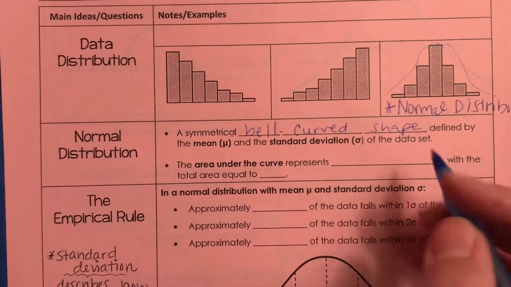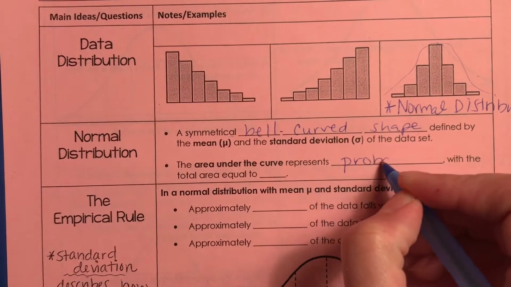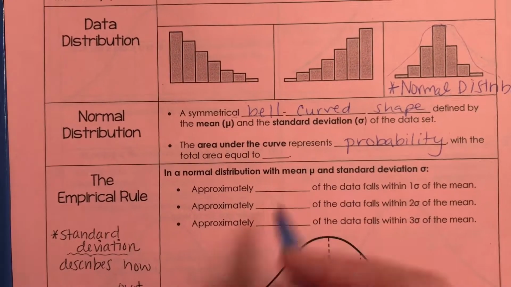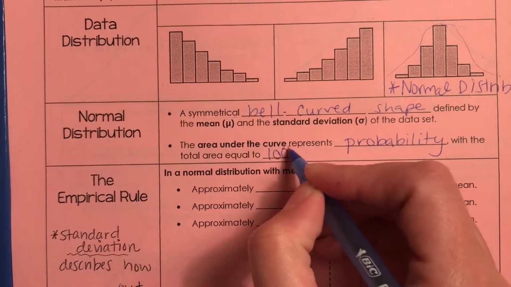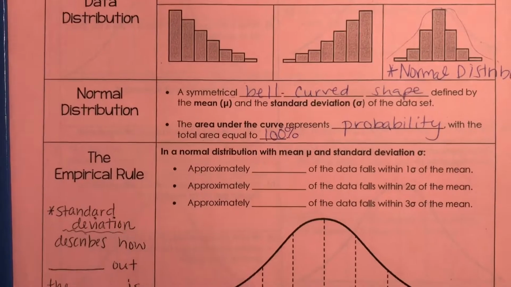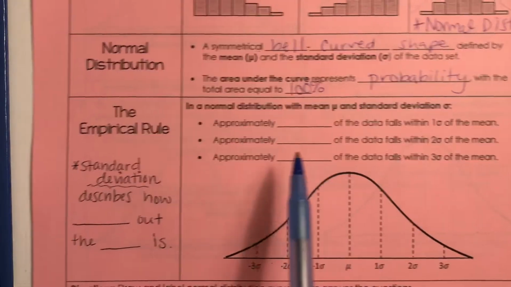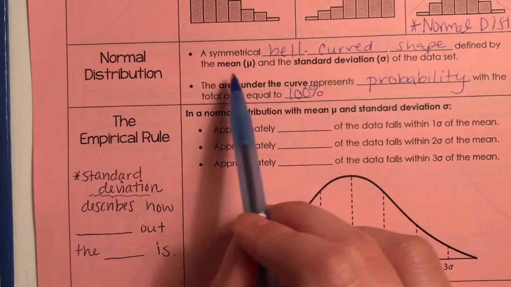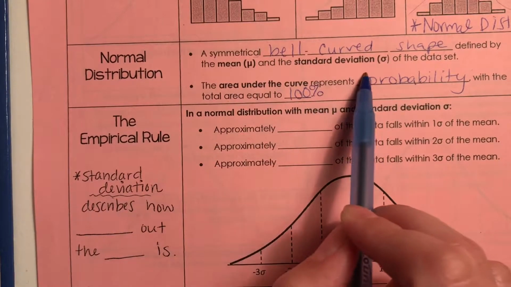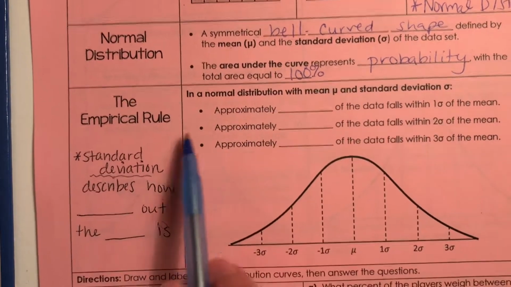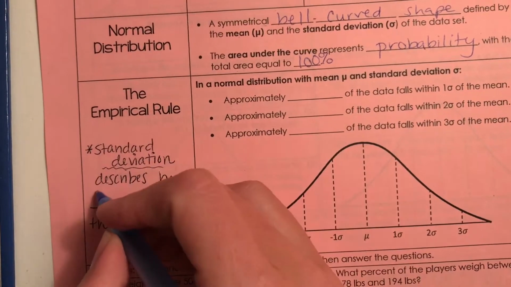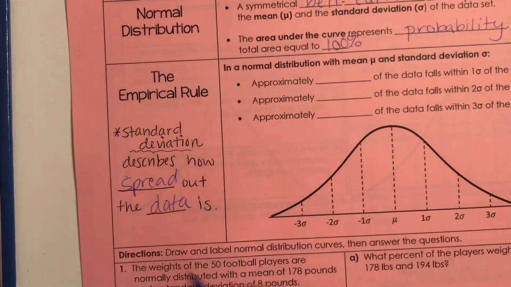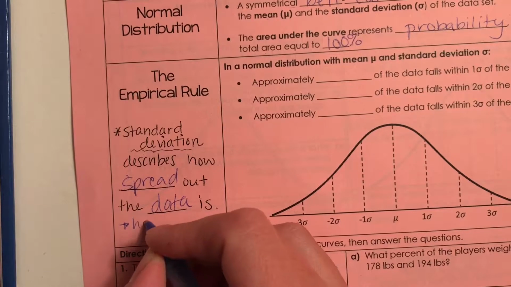For our next blank, the area under the curve is going to show us our probability, because it's always going to be shown as a percent, with the total adding up to 100%. There are two parts to it: the mean and the standard deviation. We know the mean is the average. The standard deviation is our new vocab word, which you can write over here. It describes how spread out the data is. In other words, how far from the mean.